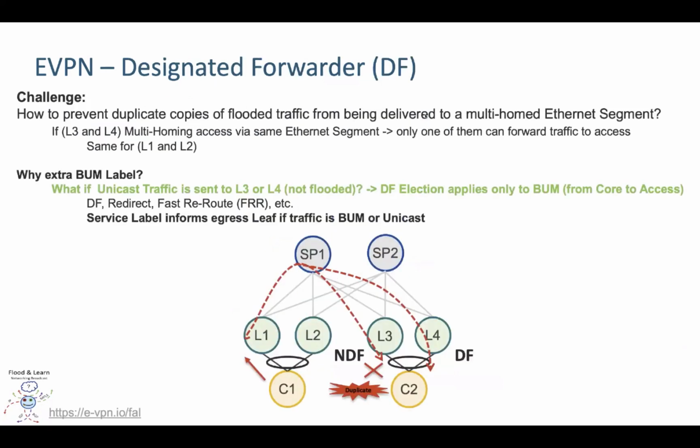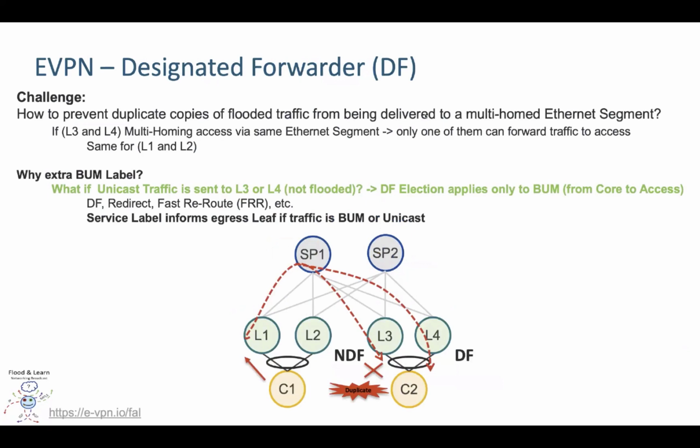So when I do this broadcast, I will send the broadcast. I will basically flood over the core. So let's say here, L3 and L4 will receive this broadcast. Let's first not talk about L2. L3 and L4, both of them will receive this broadcast, unknown unicast, and multicast traffic.